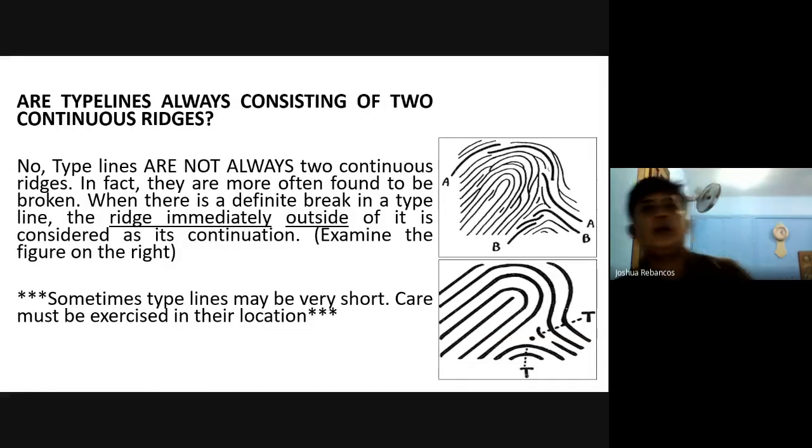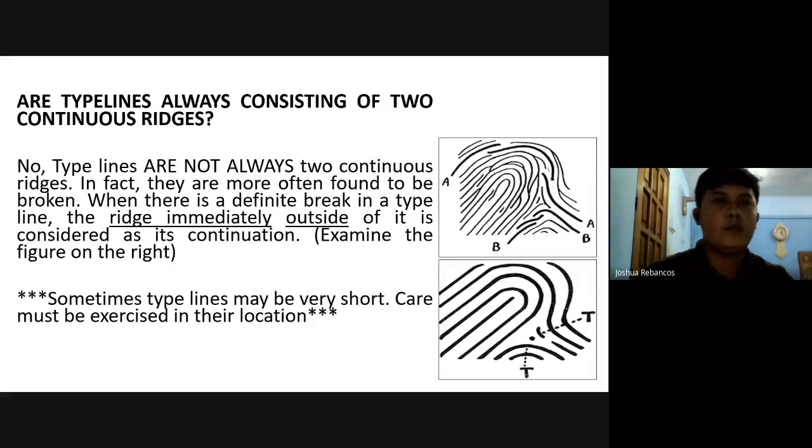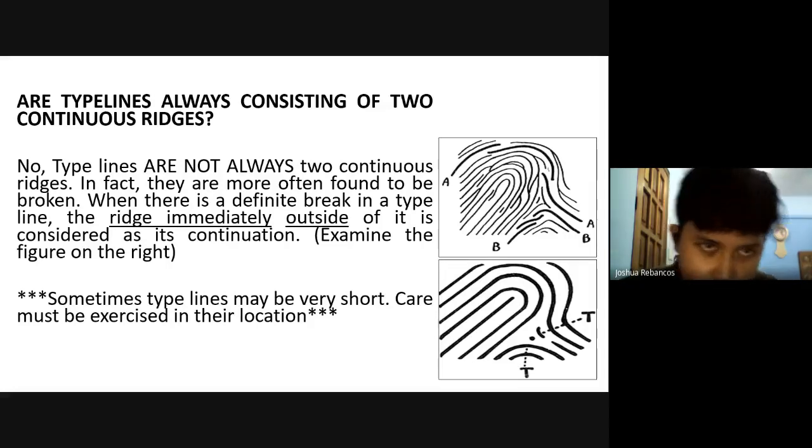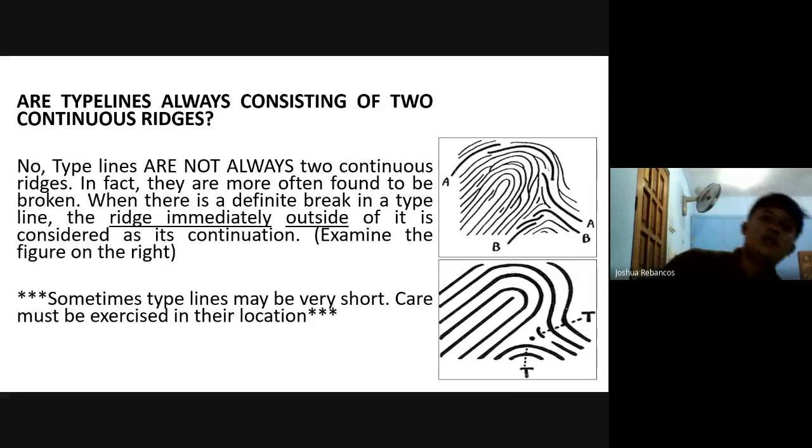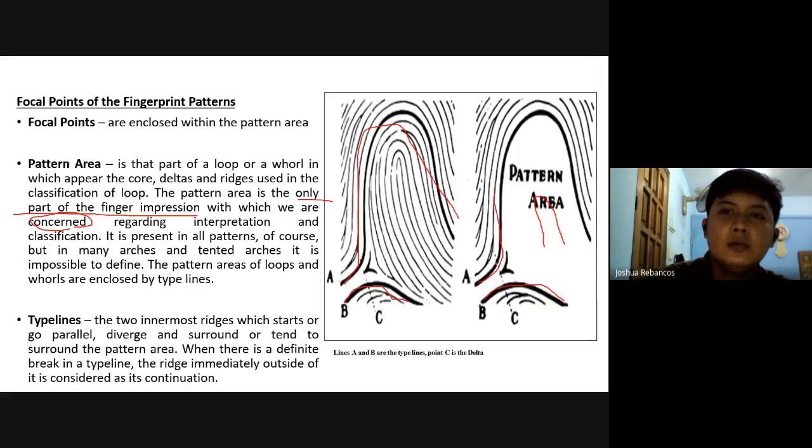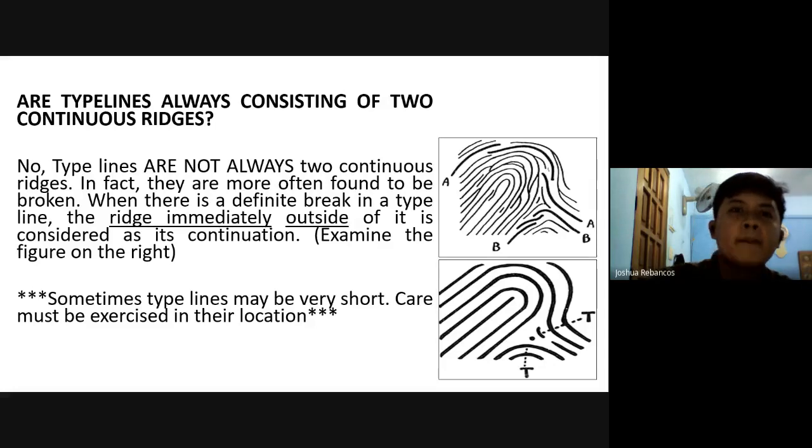Ang tanong, are type lines always consisting of two continuous ridges? The answer is no. Type lines are not always two continuous ridges. Sinabing two continuous ridges, yung parang kanina. O, two na ganyan na continuous ridges. Pero hindi lagi. Karamihan pala, when there is a definite break in the type line, the ridge immediately outside of it is considered as continuation. Ito, example lang, sinasabi ko kanina.